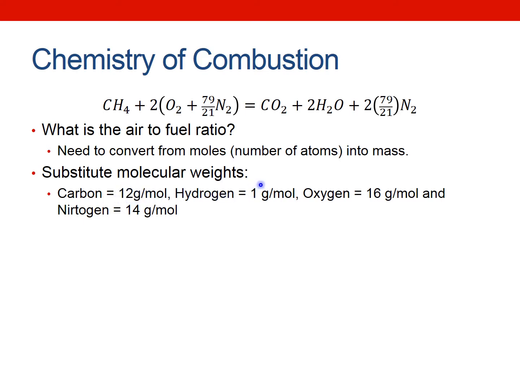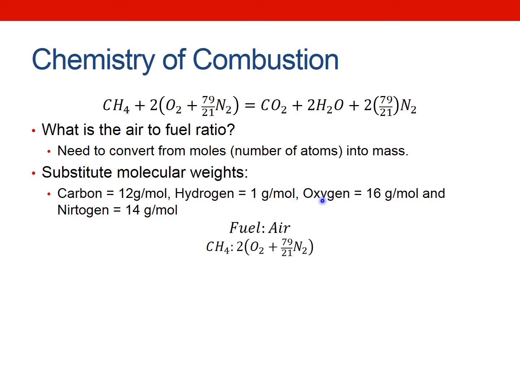Hydrogen is 1 gram per mole, oxygen 16 grams per mole, and nitrogen is 14 grams per mole. Now you can get all these numbers off the periodic table, and what these really are is the atomic weights of each atom. So this isn't N2, this is just N, nitrogen, and likewise for oxygen.